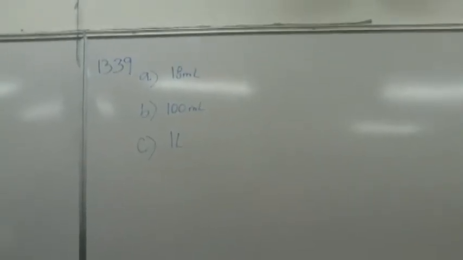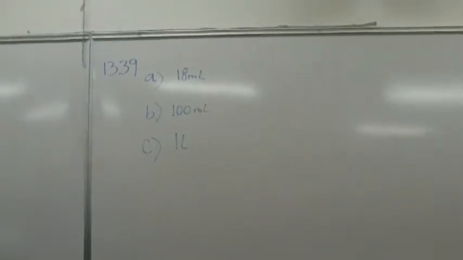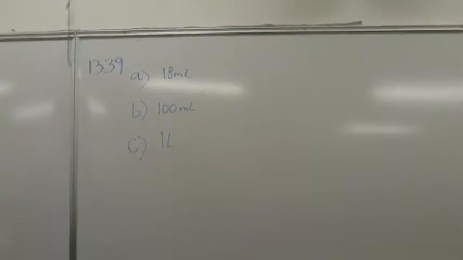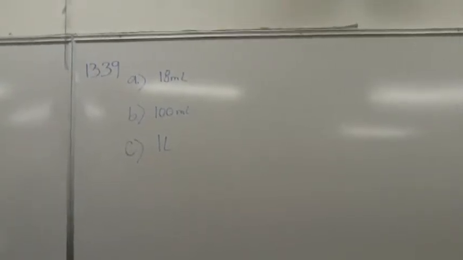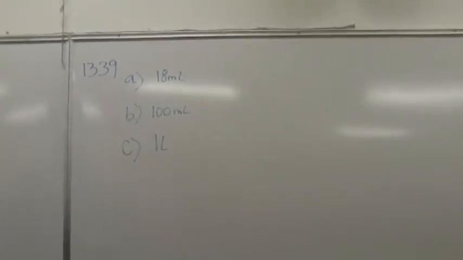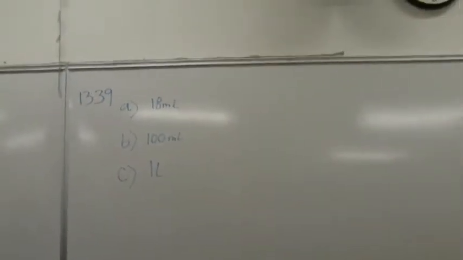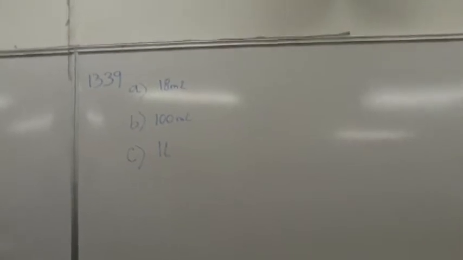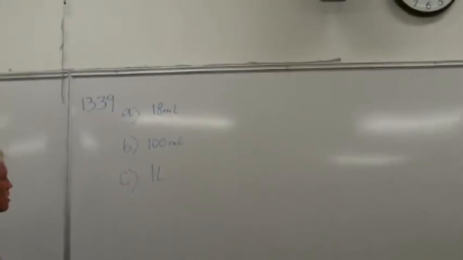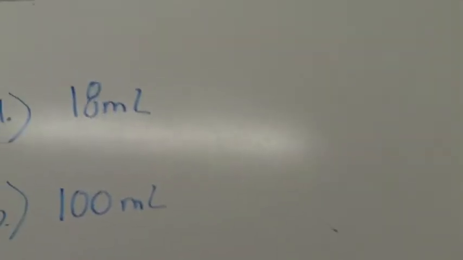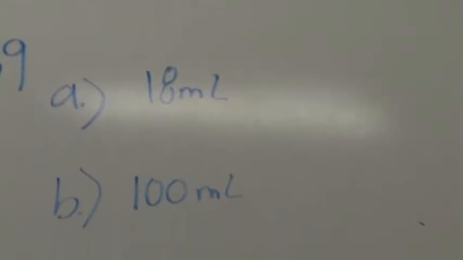Okay, number 15.39 says calculate the molar concentration of water in A, 18 milliliters of H2O, B, 100 milliliters of H2O, and C, 1 liter of H2O. Assume that the density of water is 1 gram per milliliter. So this is a really, really easy problem. This is bringing us all the way back to like chapter 2. So it's pretty much just straight dimensional analysis.